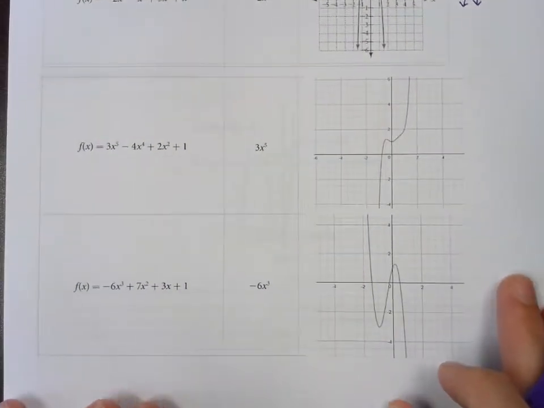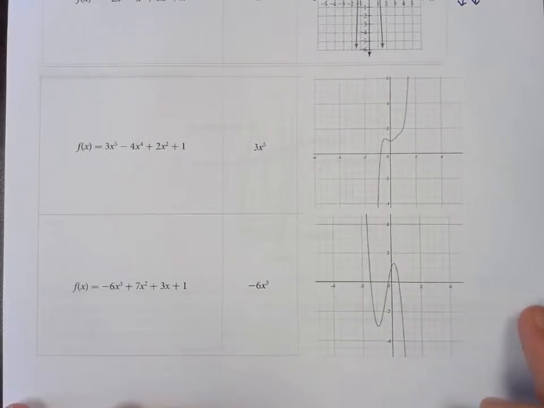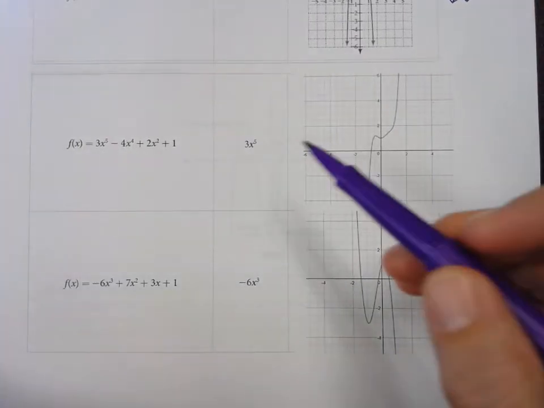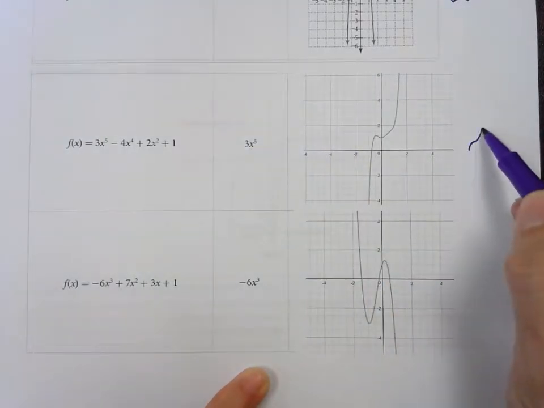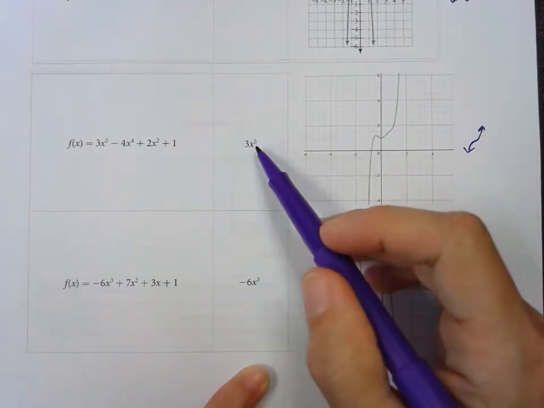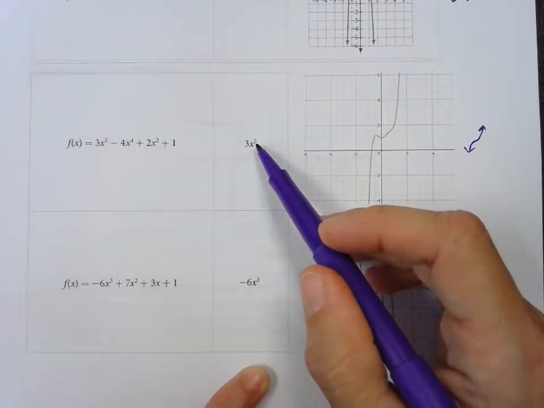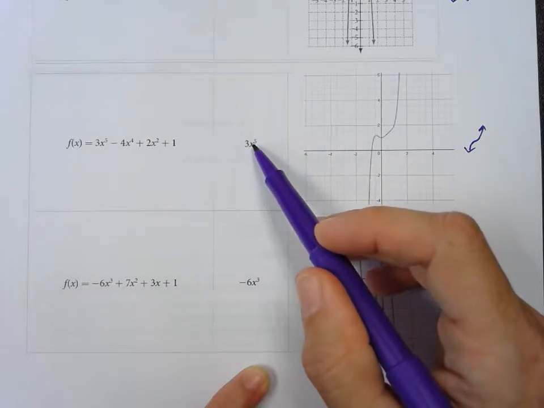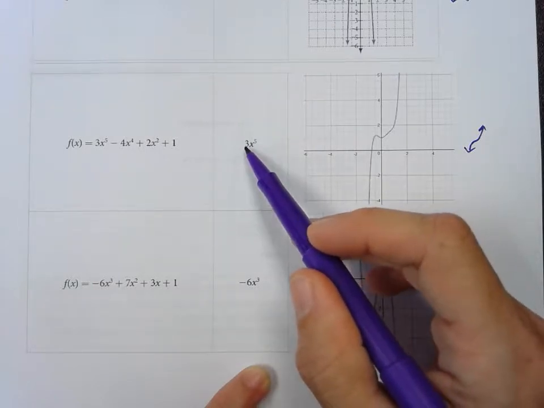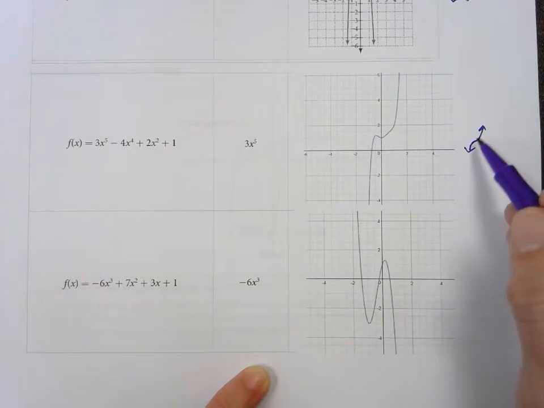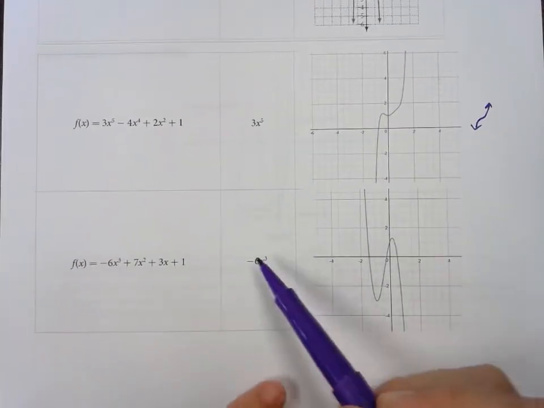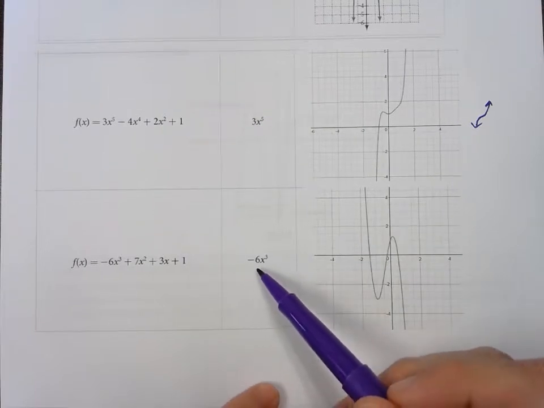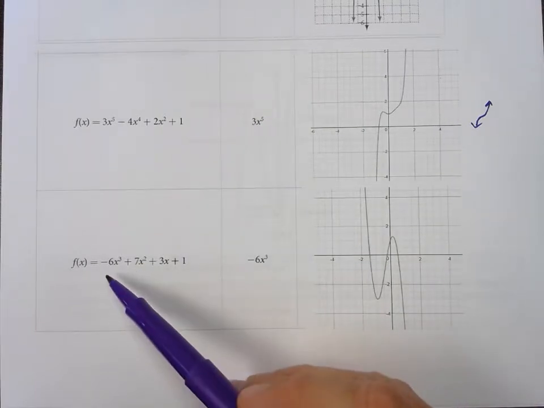Then we have two odd-degreed polynomials. The first one has a leading coefficient of a positive 3, so we know it's S-shaped. That's not why we know it's S-shaped. We know it's S-shaped because it has an odd leading power, which is a 5. The leading coefficient is positive, so we know that it makes that general S shape with crazy stuff in the middle. Alright, and then finally we have a leading term of negative 6x cubed.